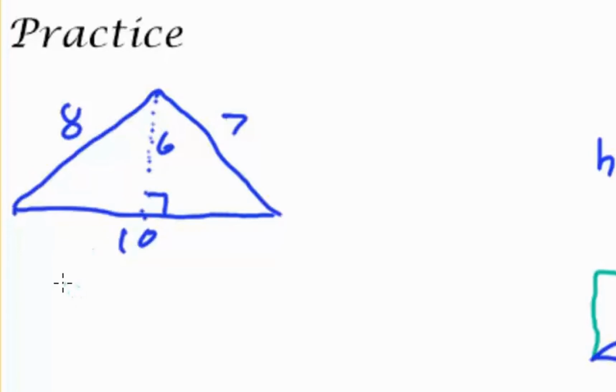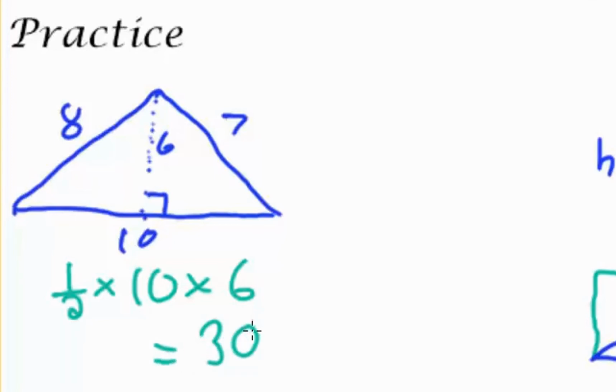So what will I use in order to find its area? Well, I'll start off by saying 1/2. I'm going to use the base 10, and then use the height 6, that number in the middle. So 1/2 times 10 times 6 is going to give me 30. I didn't need the 8 or the 7 at all.